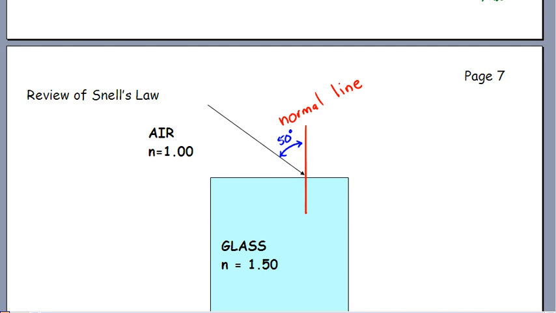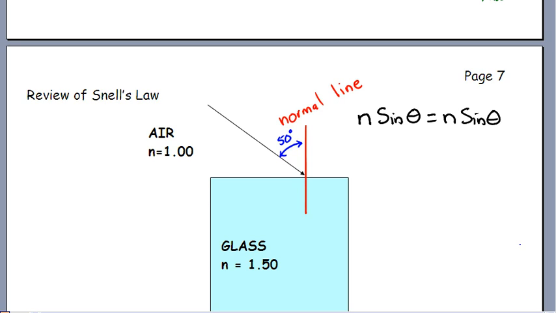Snell's law works like this. He said if you take the index of refraction for one of the materials and multiply it by the sine of the angle you see for the ray compared to that normal line that I've drawn in red, that will equal the same thing on the other side of the boundary after we go into the glass. So four things: as long as you have three, you can find the fourth.